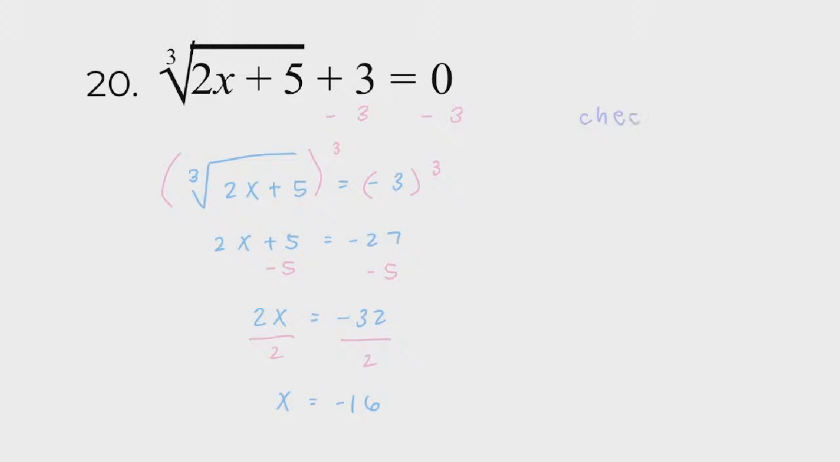Then we'll want to check. So we want to plug in negative 16 for x. So I have cube root of 2 times negative 16 plus 5 plus 3 equals 0. So cube root of negative 32 plus 5 plus 3 equals 0. Cube root of negative 27 plus 3 equals 0. And the cube root of negative 27 is negative 3. So we get negative 3 plus 3 equals 0, which is true. So that means negative 16 is the solution.